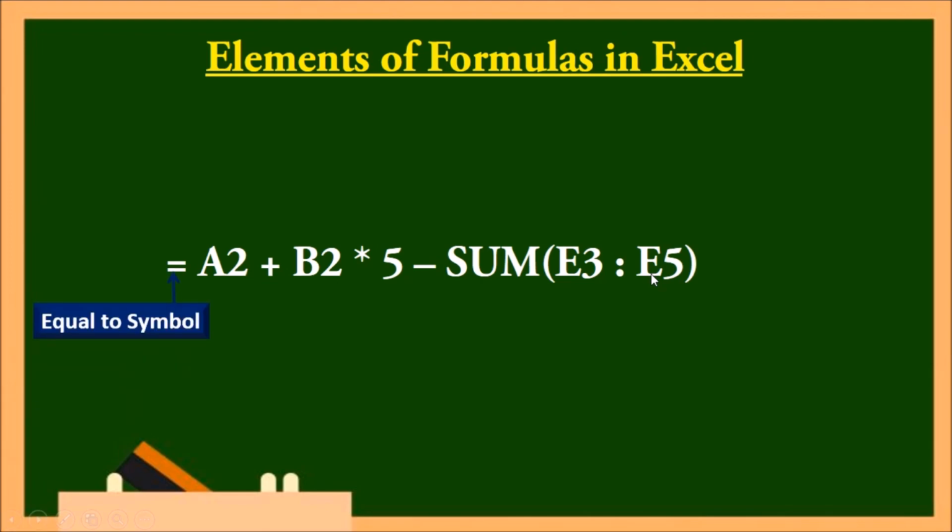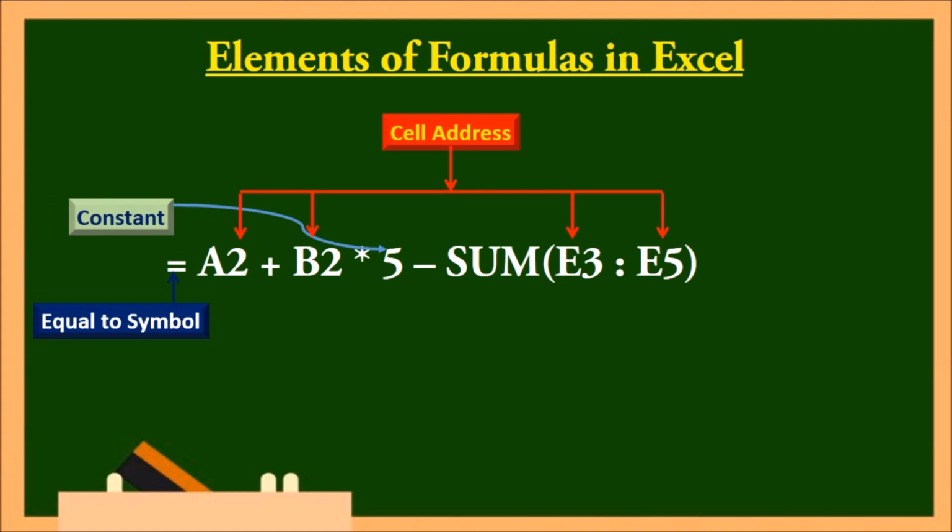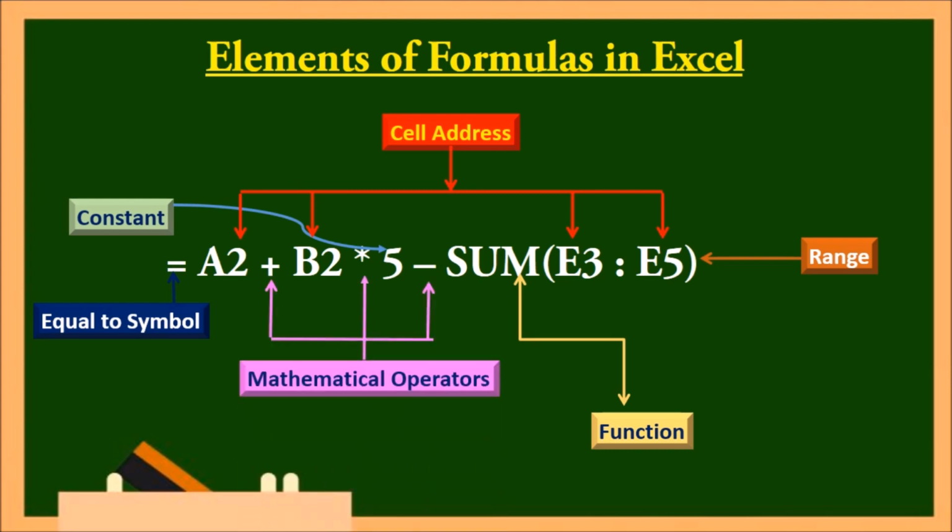So here equal to symbol, that is equal to sign. Cell addresses, that is A2, B2, E3, E5. Constant, 5 is a constant. SUM, that is a function. Range, as I told you, E3 to E5, that means it will include E3, E4 and E5 range. Next is mathematical operators, plus, minus, multiplication. These are the mathematical operators.